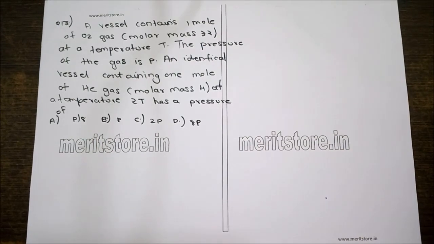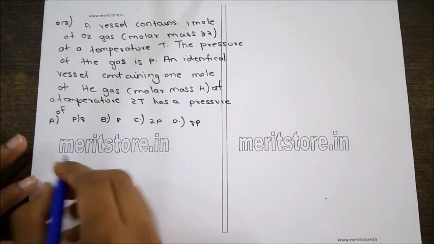A vessel contains 1 mole of O2 gas, molar mass 32, at a temperature T. The pressure of the gas is P. An identical vessel containing 1 mole of helium gas, molar mass is equal to 4, at a temperature 2T, has a pressure of, the options given are P by 8, P, 2P and 8P.